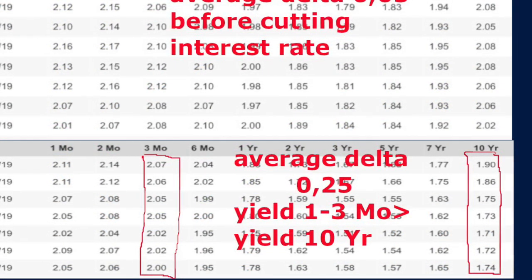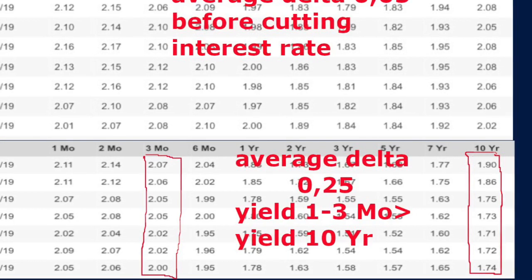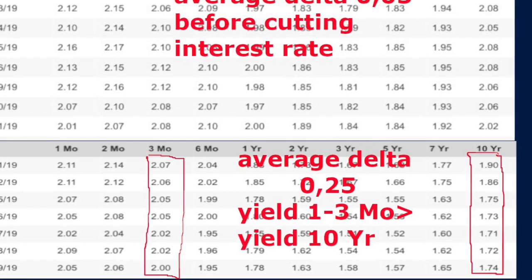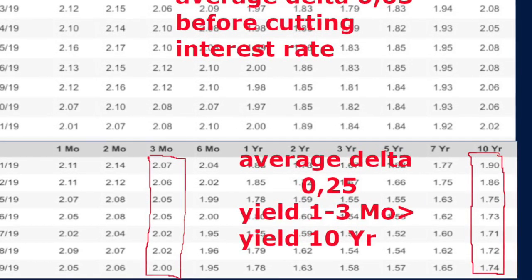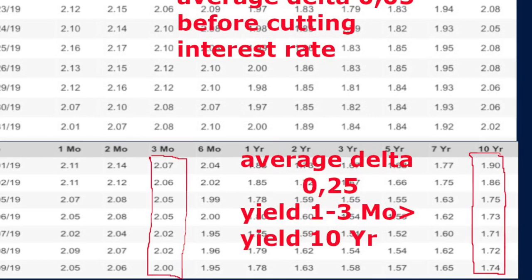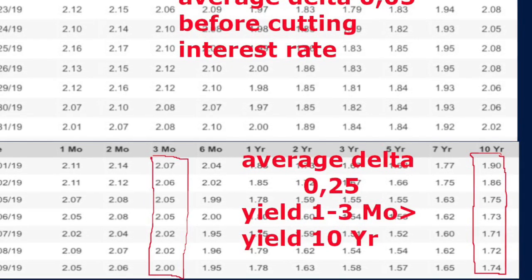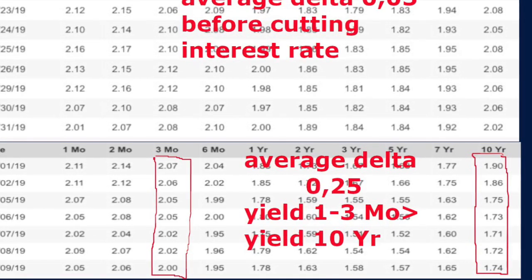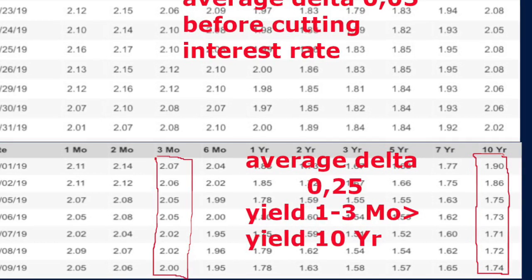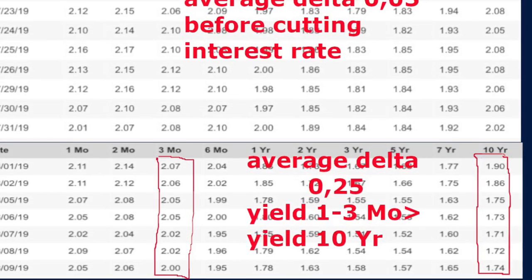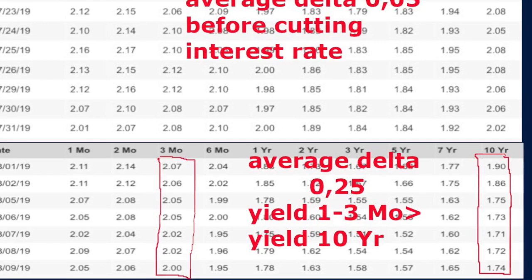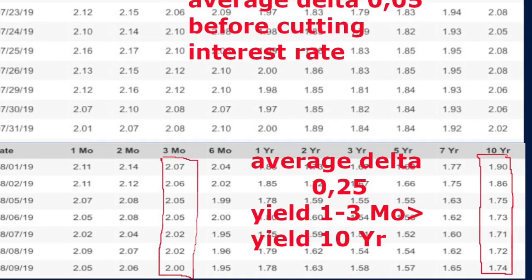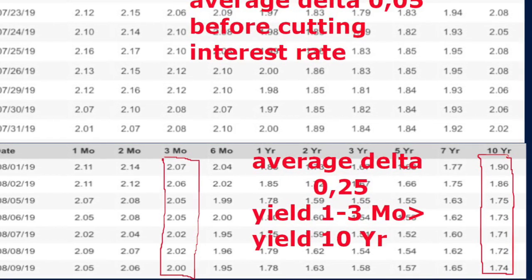In this table, you see United States Treasury bond yield data every day. This is official data from the United States Treasury website. The inverted yield curve shows the delta, the difference between the yield of short-term bonds, 1 to 3 months, and 10 years bonds. In previous business cycles, exceeding the delta threshold of 0.1 almost always led to recession.